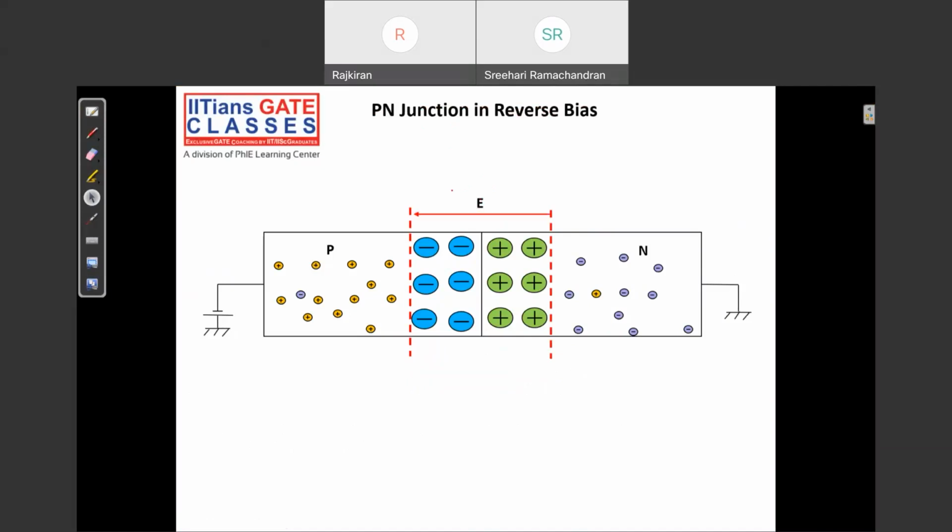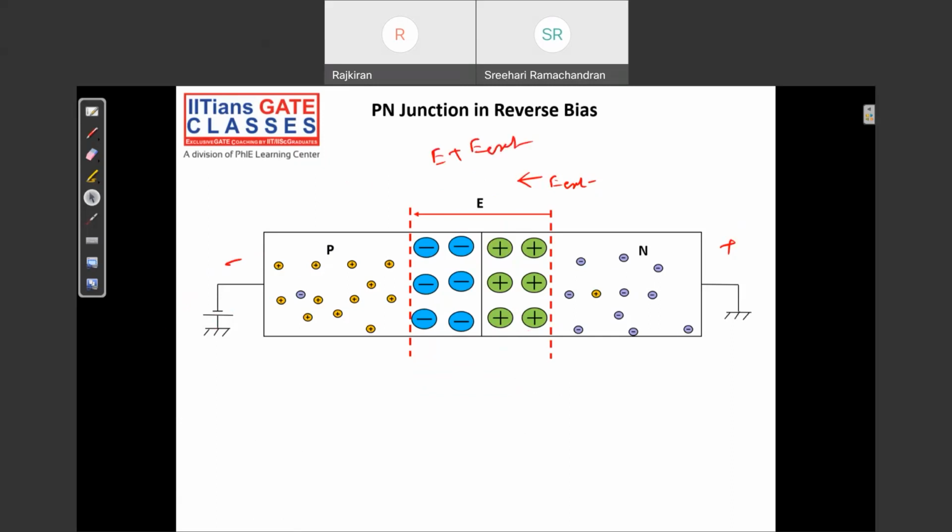Earlier this was my built-in electric field. Then I have increased the electric field more. This is my external electric field. Because here it is positive, here it is negative. So it is external. So the total field is nothing but E plus E external.